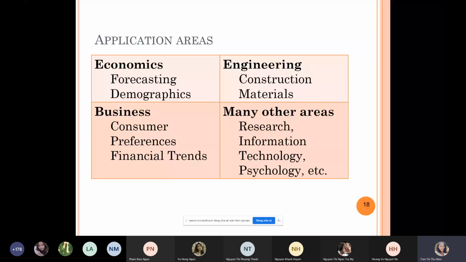For the next slide, I give you some application areas for statistics, for economics, engineering, business, and many other areas.